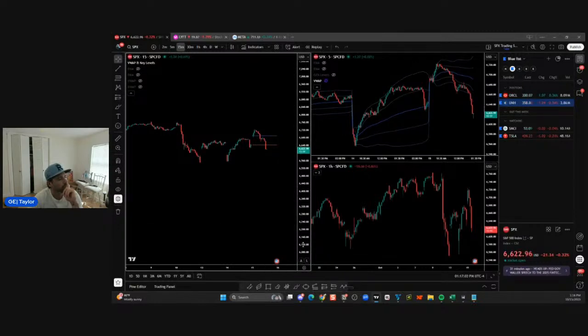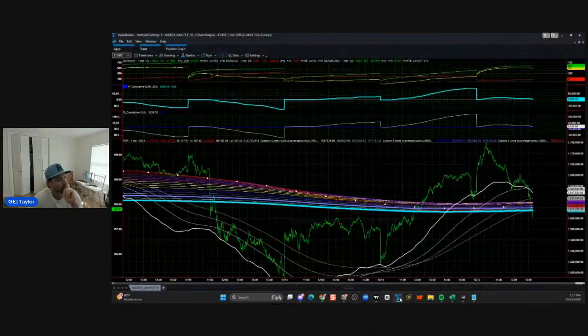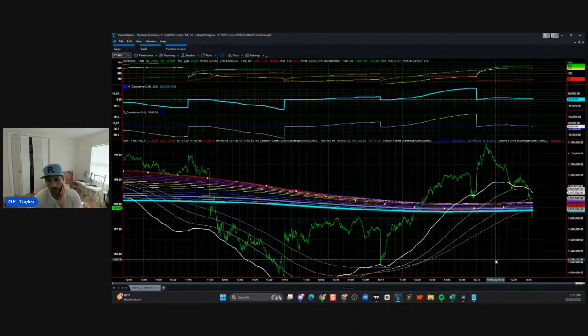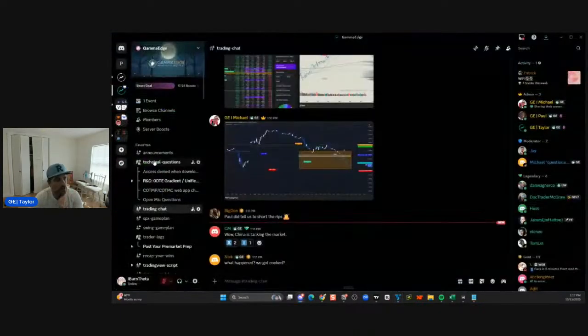So again, 66.22. We are now through the bottom of our transition zone, our range. So now really it's, how aggressive do sellers want to get here? Yeah, thanks for the interaction, Tom. Appreciate it.